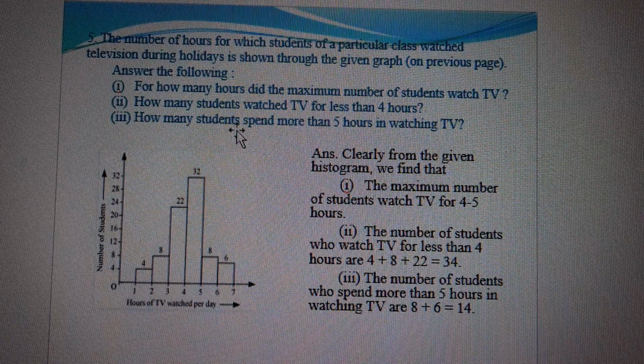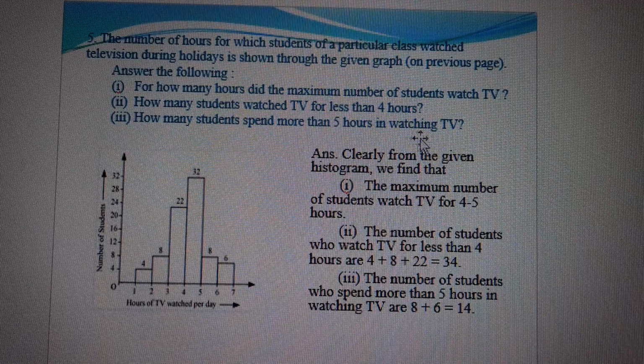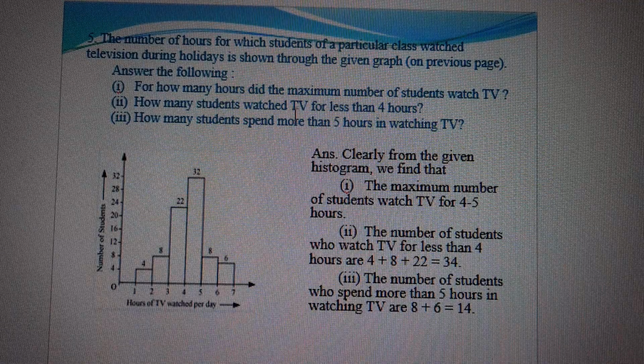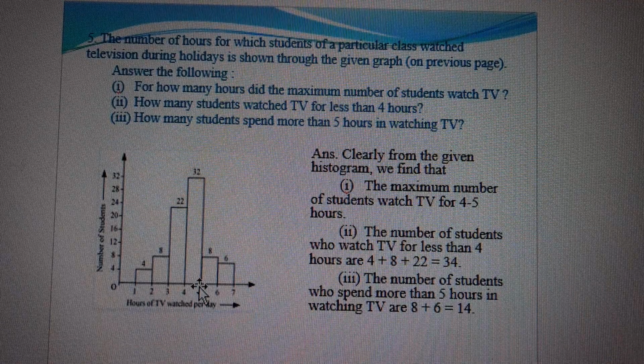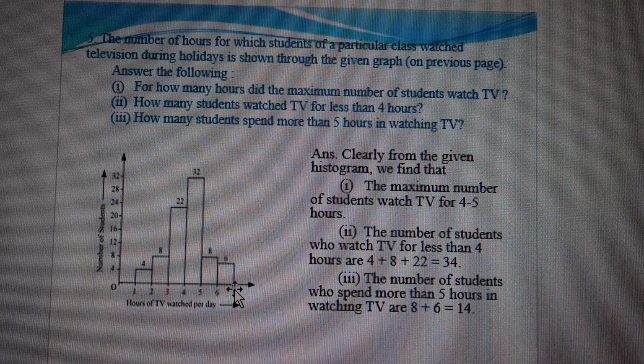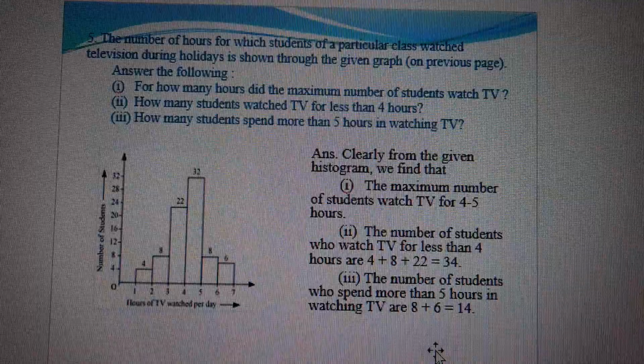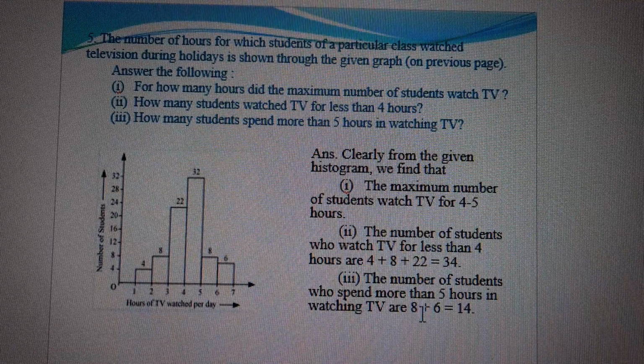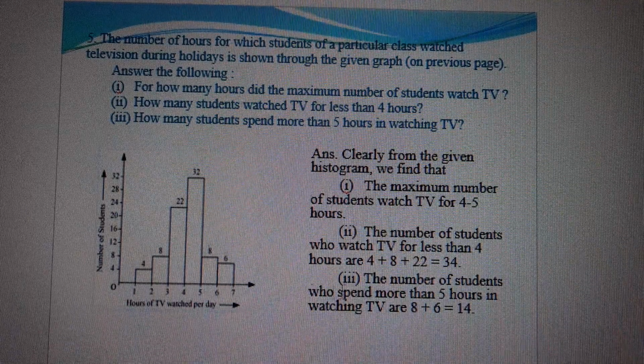Third part is how many students spend more than 5 hours in watching TV. More than 5. So 4 to 5, this is 5. Now more than 5 is 5 to 6 and 6 to 7, which is 8 plus 6, 14. So 14 students watch TV for more than 5 hours.